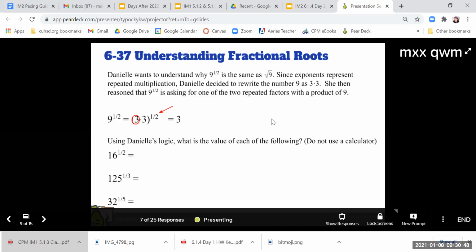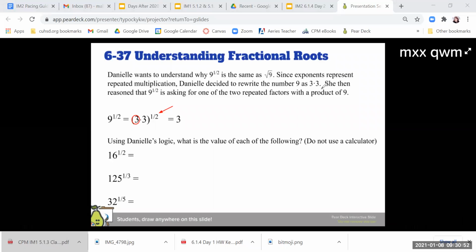All right, so we're going to follow this reasoning to break down each of these roots. Now that we know that 16 to the 1/2 means the square root of 16, we know the answer is 4. But what I want to show you is a method to break it down that will help us simplify more complicated fraction exponent expressions, okay?